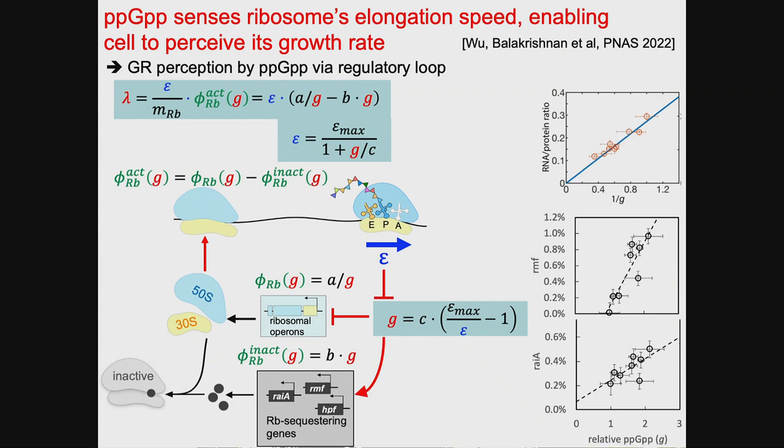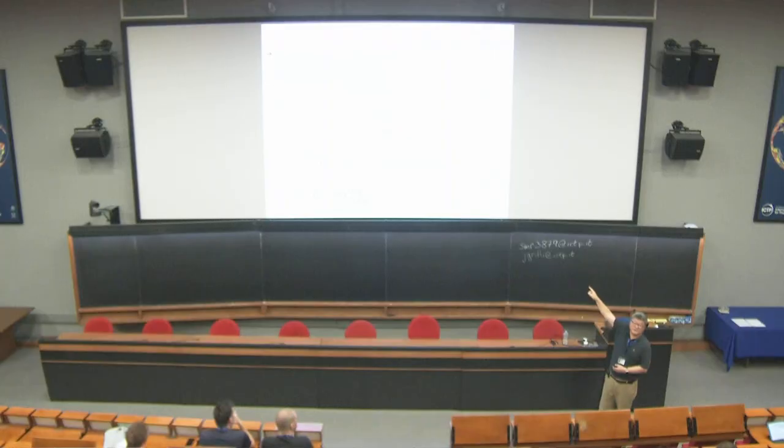So ppGpp is a transcriptional activator of these ribosome sequestering genes. Molecularly, that's well known. Not the quantitative relationships, but the transcriptional regulation. It works through DksA and so forth.